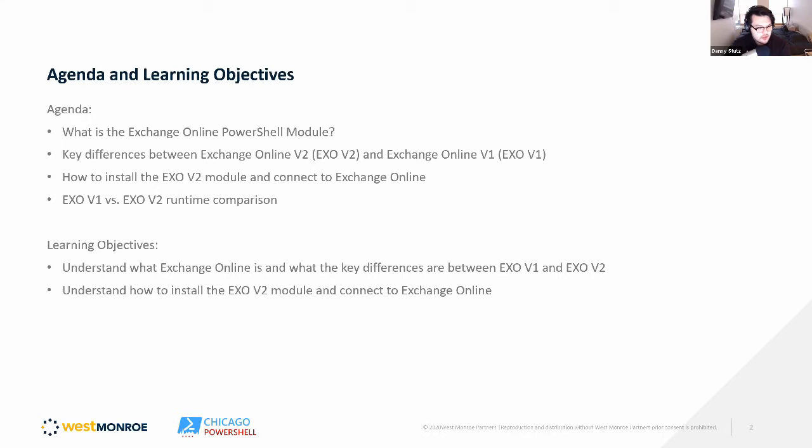And then at the end, we'll have a runtime comparison of get-mailbox, the Exchange Online v1 command, versus get-exo mailbox, which is the version 2 command. So after this, hopefully everyone will understand what Exchange Online is and the PowerShell module. What are the key differences? So what are the improvements that were made in Exchange Online v2 and what's different from v1? And then finally, we'll hopefully understand how to install the Exchange Online v2 module and how to connect to Exchange Online with the new method.